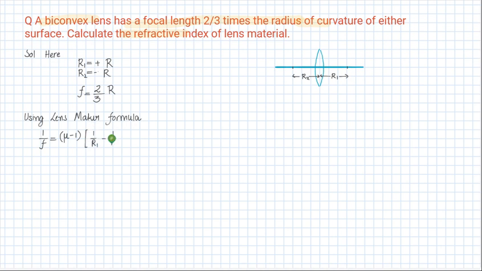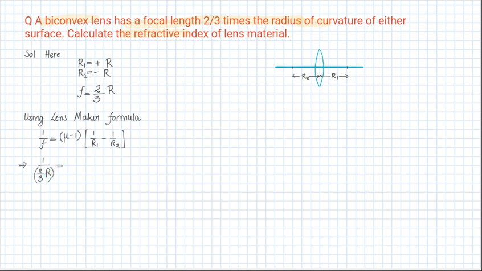Now here they have given you the focal length. The focal length is 2r by 3. So let me substitute this value here. So 1 by, in the bracket, let me write down 2r by 3. This is your focal length.